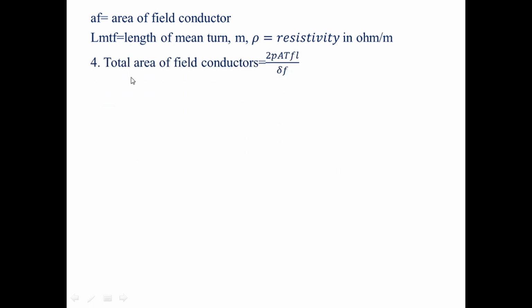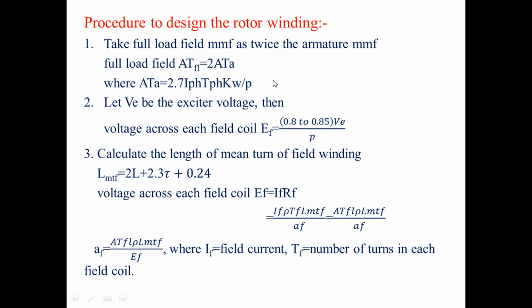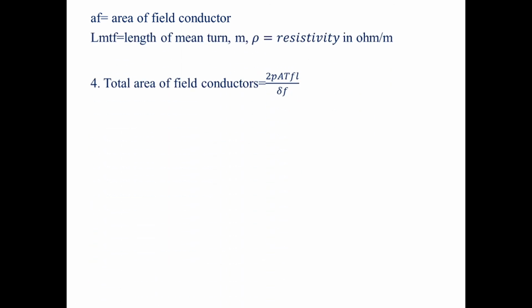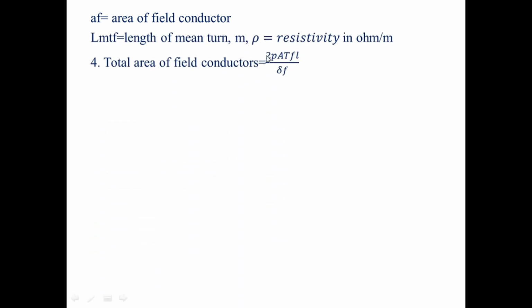Now the fourth step is the total area of the field conductor. Next we need to calculate the total area of the field conductors, which we can calculate from this expression: 2 into P, where P is the number of poles, into ATFL divided by delta F. What is ATFL? ATFL is IF into TF, as calculated here. So the total area of the field conductor is given by 2 times the number of poles into ATFL divided by the current density, that is delta F.